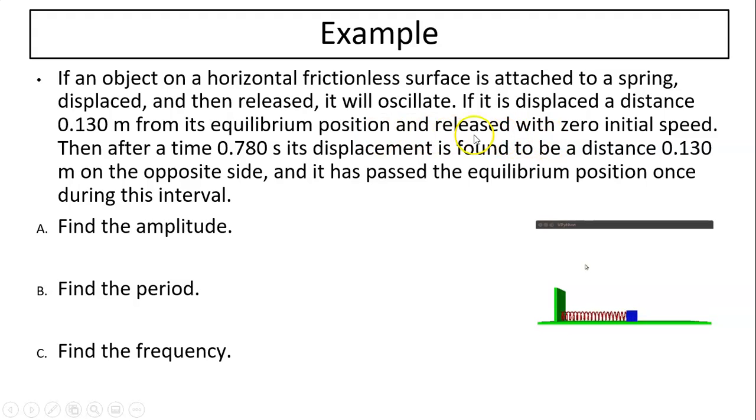Another example. An object on a horizontal frictionless surface is attached to a spring, just like this, and then released, it will oscillate. If it is displaced a distance of 0.13 meters from its equilibrium position and released with 0 speed, then after a time of 0.78 seconds, it's over here, and its displacement is found to be 0.13 meters on the opposite side, and it has passed equilibrium just one time. Find the amplitude. Amplitude is the maximum displacement from equilibrium, so amplitude has to be 0.13. The time from here to here is 0.78, so that's half a cycle. So the period is double this time, and frequency is just 1 over period.